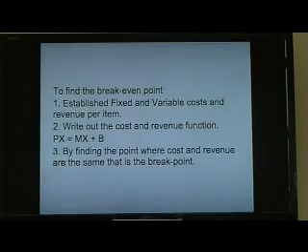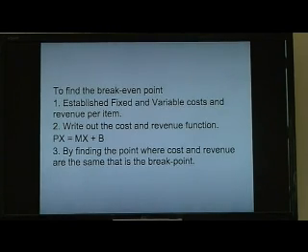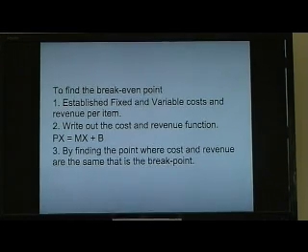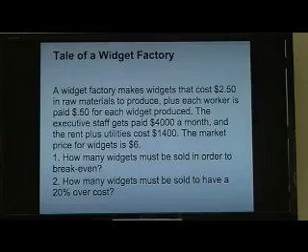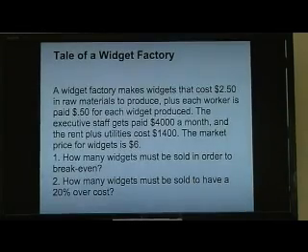To find the break-even point, we'll establish the fixed and variable costs and revenue per item. Write out the cost and revenue function, where P times x equals mx plus b. Find the point where the cost and revenue are the same, and that is the break-even point. The tale of a widget factory.